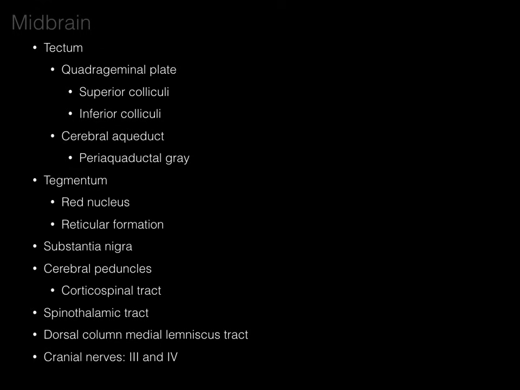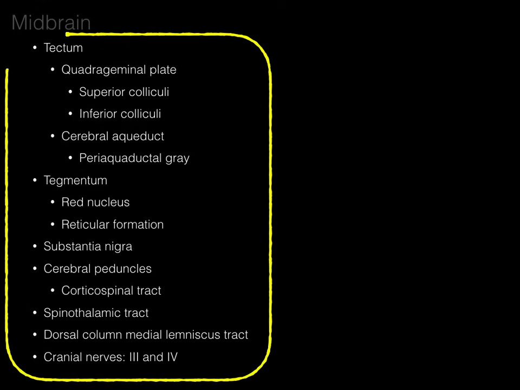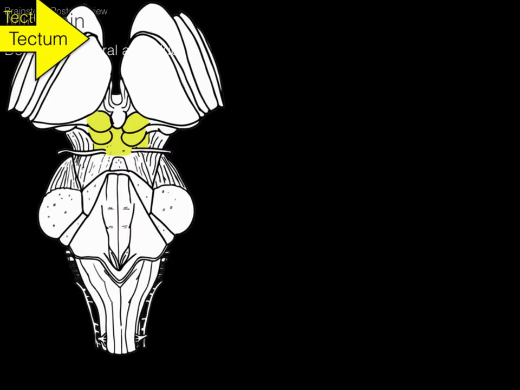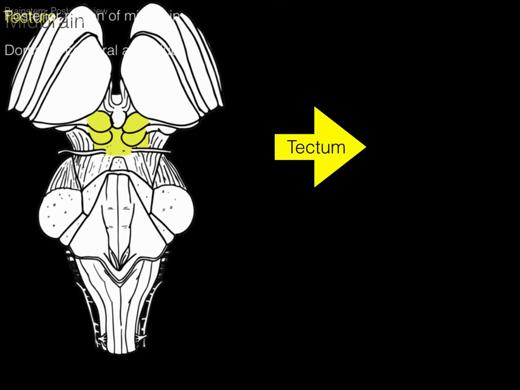So here are all the different internal and external structures in the midbrain that we are going to cover in these succeeding slides. So the first is called the tectum. And there we have the tectum. It's the most posterior region of the midbrain. And you can see in this illustration at the bottom it says brainstem posterior view. And in yellow is the tectum. It's dorsal to the cerebral aqueduct. Okay, so there's the tectum.